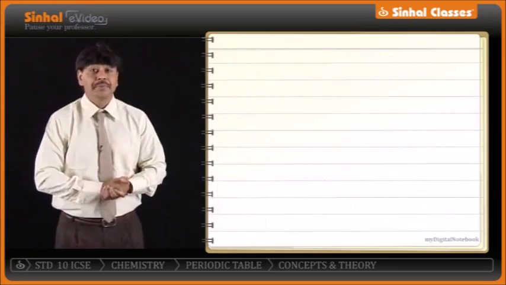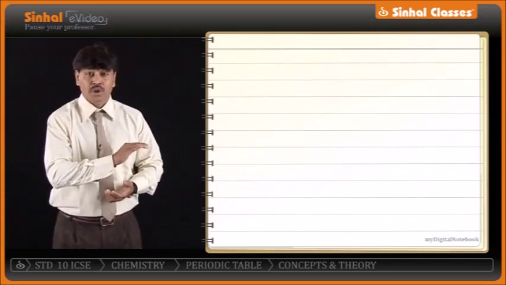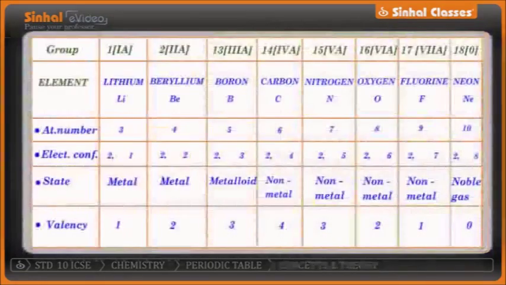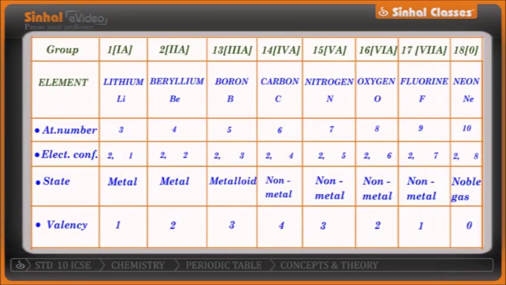Now let us see some trends of properties across the period. The number of shells in a period remains the same, but the atomic number goes on increasing by 1. That is, 1 electron gets added to the outermost shell. Let's see some of the trends now. To begin with, let's take period 2, which consists of lithium, beryllium, boron, carbon, nitrogen, oxygen, fluorine, neon.